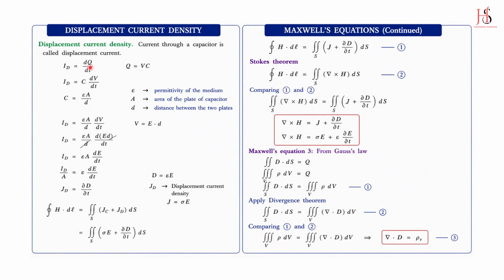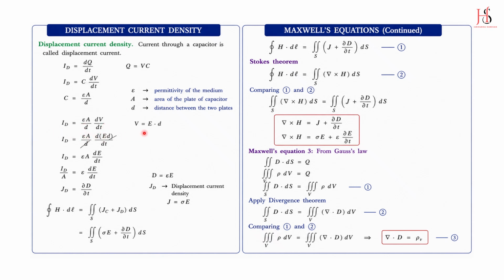Substituting the value of Q in this equation, you get C into dV by dt, where C is nothing but the capacitive element, which is equal to epsilon A by D, where epsilon is the permittivity of the medium, A is the area of the plate of the capacitor, and D is the distance between the two plates. Now, in the equation ID is equal to C into dV by dt, we replace C by this term. Therefore, you get ID is equal to epsilon A by D into dV by dt.